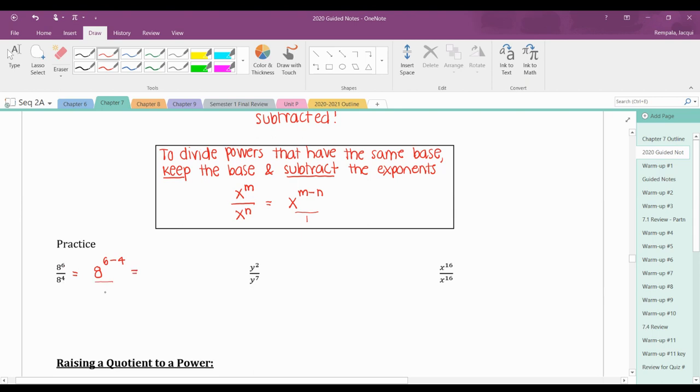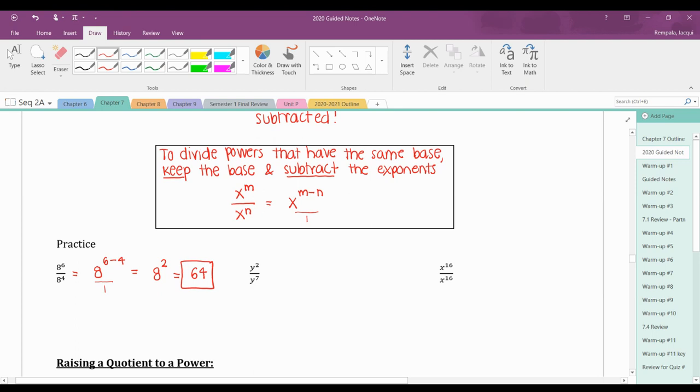So that's why it was 6 minus 4. Once again, it's technically over 1, so everything's in the numerator, which is why we don't even have to write the fraction. So we have 8 as the base, and 6 minus 4 is 2. Because it is a squared term, we can go ahead and multiply that out. Remember, 8 squared is really 8 times 8. So in this case, this would simplify to the number 64.